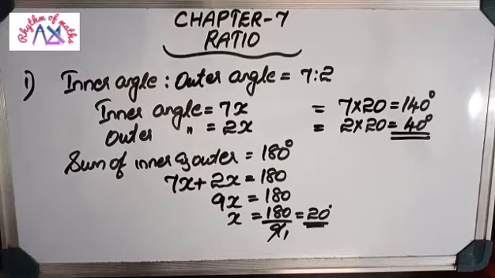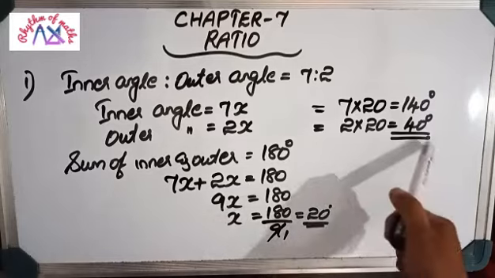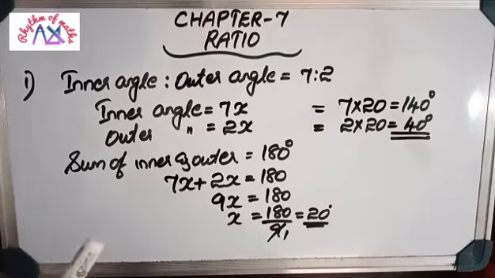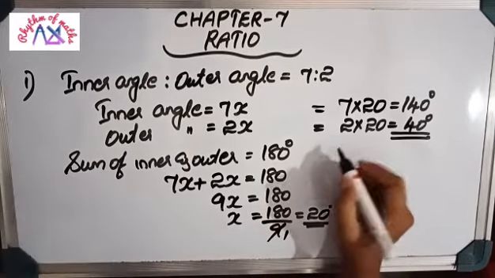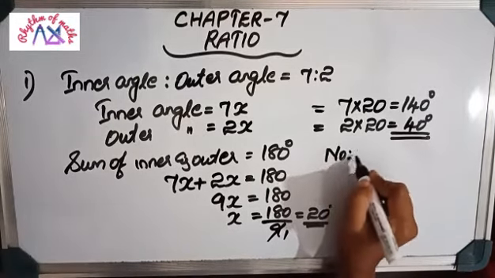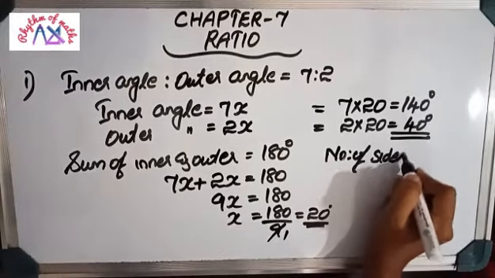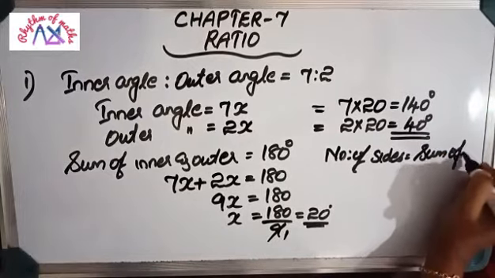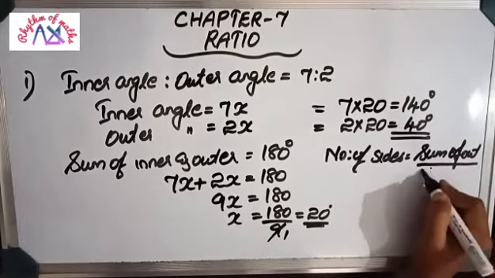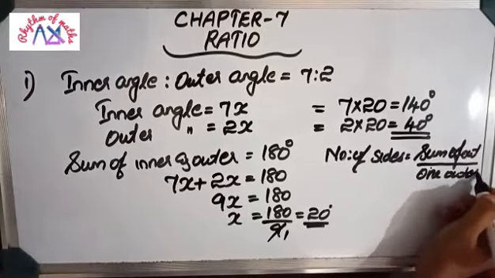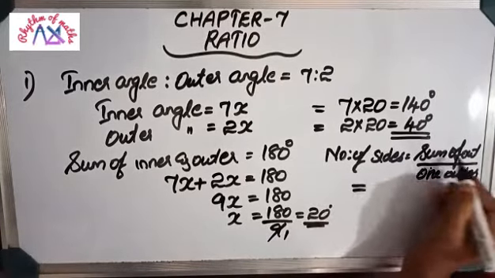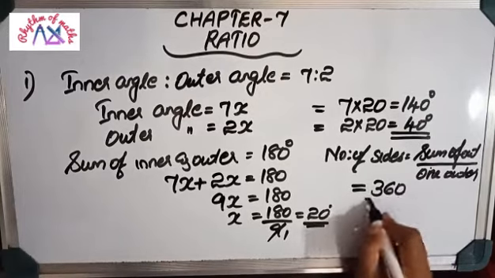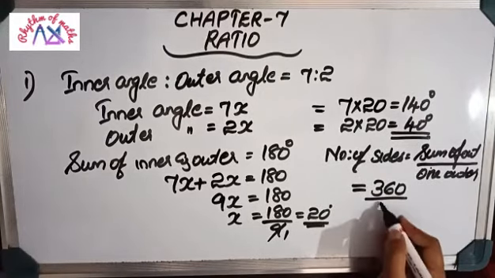Now one more question is there. What is the number of sides of this polygon? We know one outer angle is 40 degrees. Regular polygon means all the angles and all the sides are equal. The equation for the number of sides we already know. Let's consider the sum of the outer angles, because one outer angle is already here. So the sum of outer angles divided by one outer angle. This is the equation we already learned in the Polygon chapter. The sum of outer angles we know is 360 degrees, divided by one outer angle, 40.